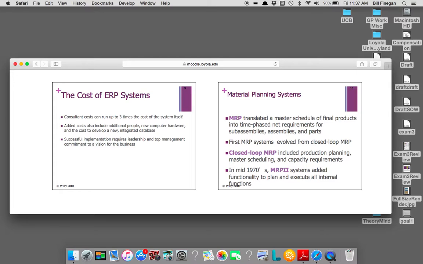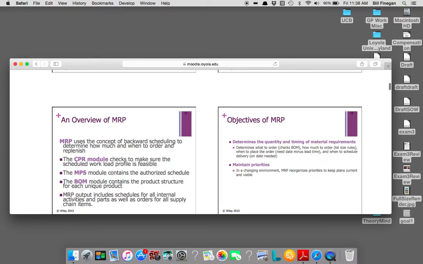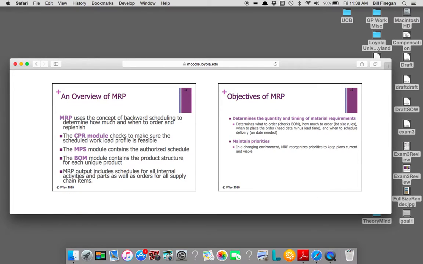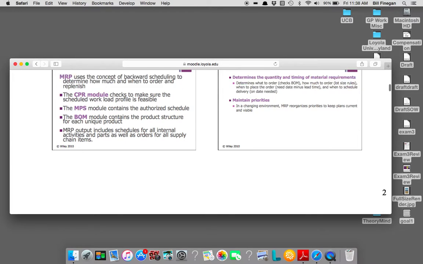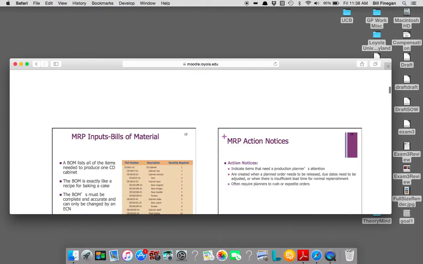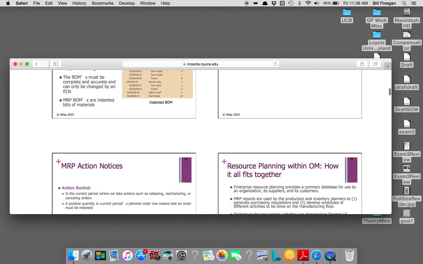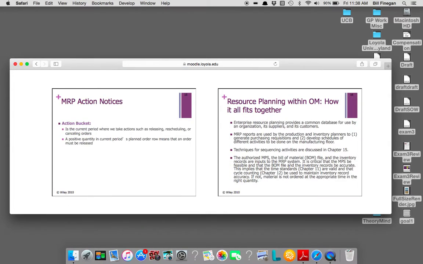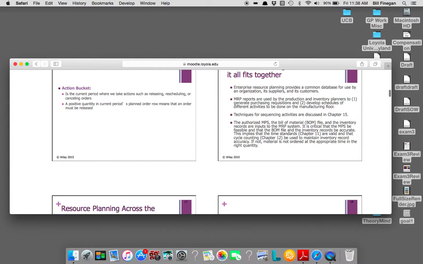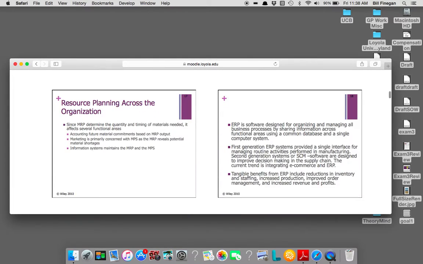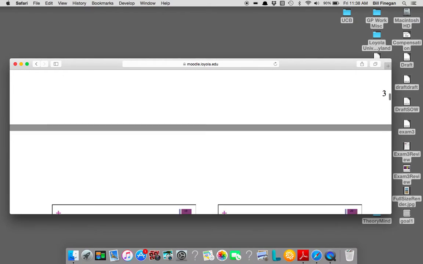Additionally, we spent some time looking at materials planning systems. We looked at SAP and Oracle in terms of the types of products that they have, understanding that BOM is bill of materials, and that MRP does a backward scheduling approach in terms of reverse engineering the scheduling components, being able to distinguish from a resource planning component for operations management and how it all fits together. Again, this PDF is available on your Moodle site. Resource planning across the organization.